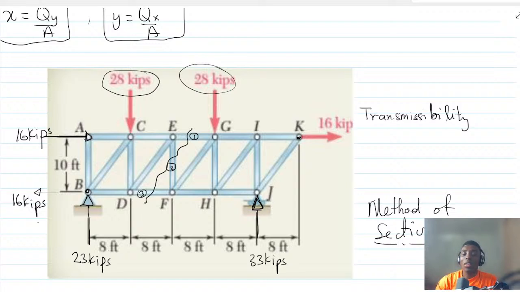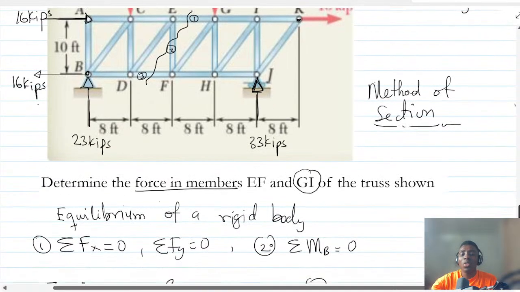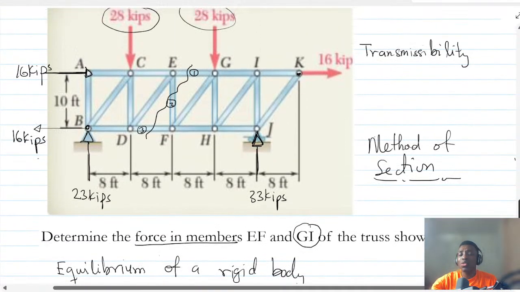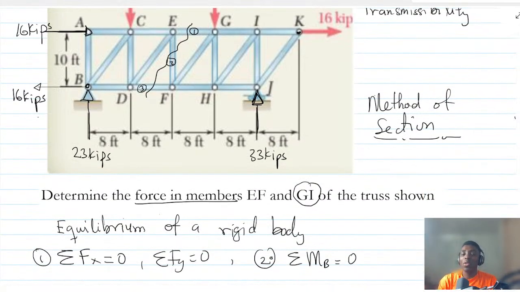So all the time, whenever you are dealing with method of section, make sure that you are cutting exactly 3 members. Exactly 3 members all the time. Whenever you are dealing with method of section, make sure you are cutting through exactly 3 members. Okay, so right now that you have been able to cut through such that it is passing through EF, now you are going to split.